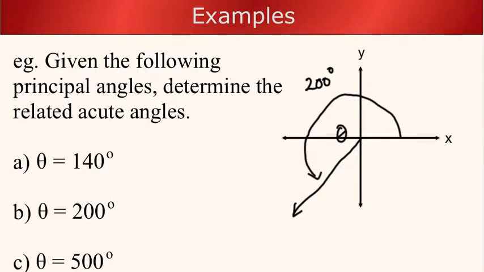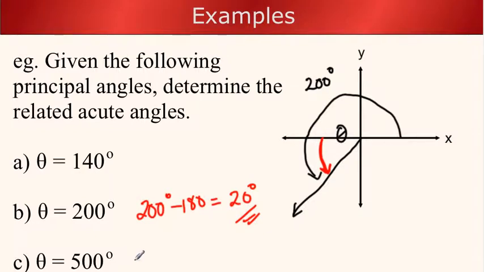Can you guess the related acute angle? Remember, the related acute angle is always the angle from the terminal arm to the x-axis. So this angle in here is that small angle that's measured from the x-axis to the terminal arm. It's always that way. If this is 180, then this has to be the remainder. So this is 200, subtract 180, the leftover, which is 20. So the related acute angle here is 20 degrees.